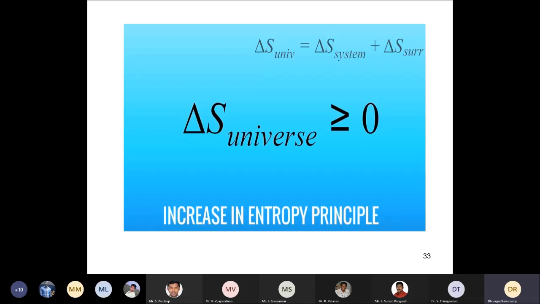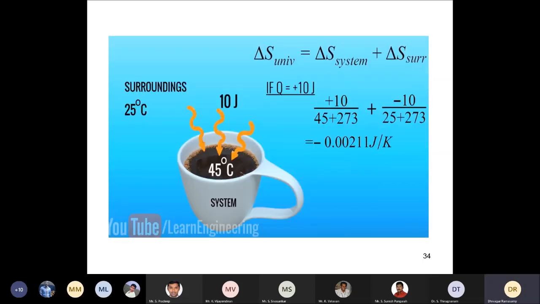So the entropy of the universe is increased. Del S universe will be greater than or equal to zero. I am taking the equation: entropy of the universe equals entropy of the system plus entropy of the surroundings. I am taking a coffee cup example. This coffee cup has a temperature of around 45 degrees Celsius. I'm thinking that this coffee cup is absorbing heat from the atmosphere, 10 joule. The surrounding temperature is 25 degrees Celsius.